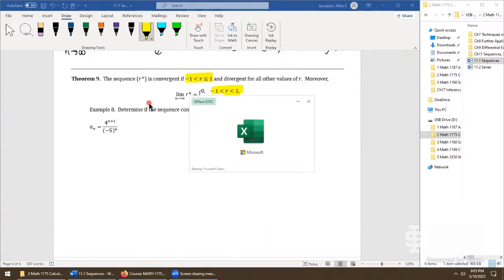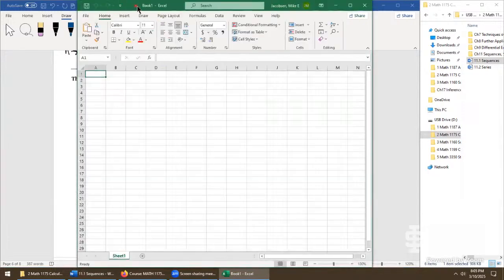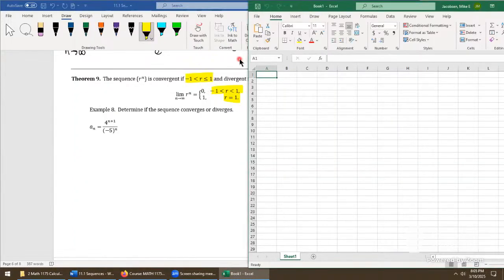Excel. This is just the quickest way for me to try to graph something like this. Probably there's a great way to do this in Desmos, but I've never had the time to look into it.